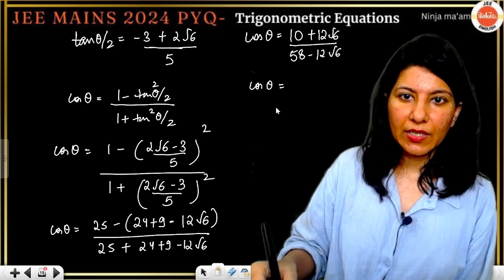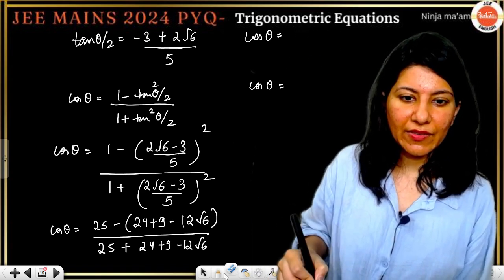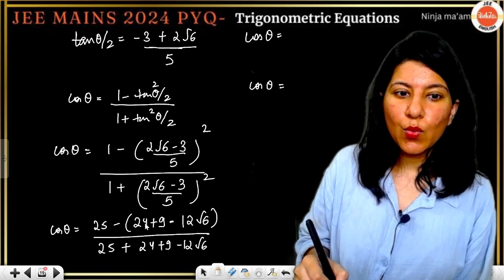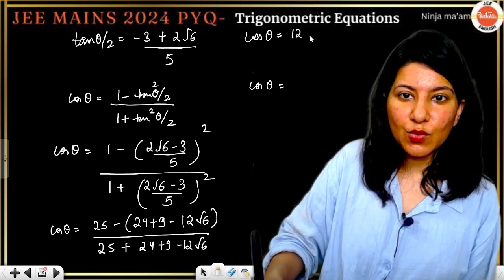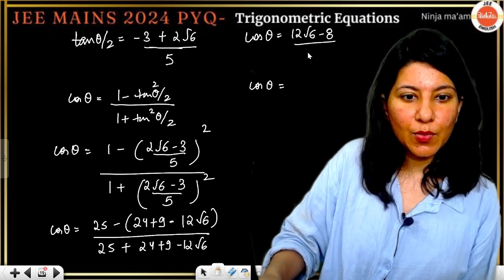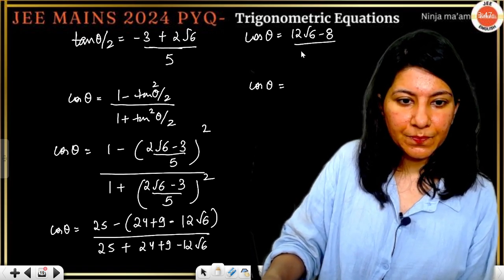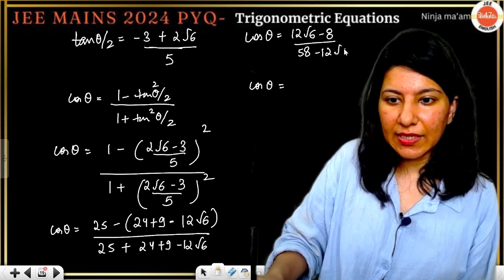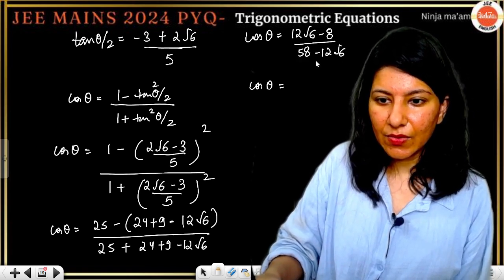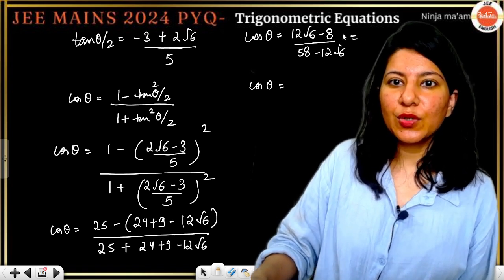Okay, hold on. So this cos theta value, let's calculate one more time. 1 minus, so this is minus 8. So it's 12 root 6 minus 8 upon, it is going to become 58 minus 12 root 6. Correct? Yes. So if you further solve it, you can take 4 common.